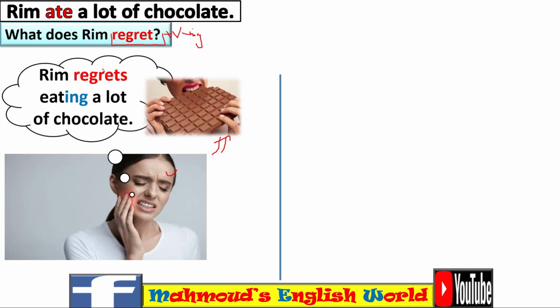Right. But what do you see here? Ate. Is it affirmative or negative? Ate. It's affirmative. And regret, affirmative or negative? Affirmative. So for this one here, if we use the subject plus regret and verb ing, if we have the source sentence affirmative, so regret should be affirmative. If we have it negative, regret should be negative. So we don't change. It's not like wish, should have, and if only.